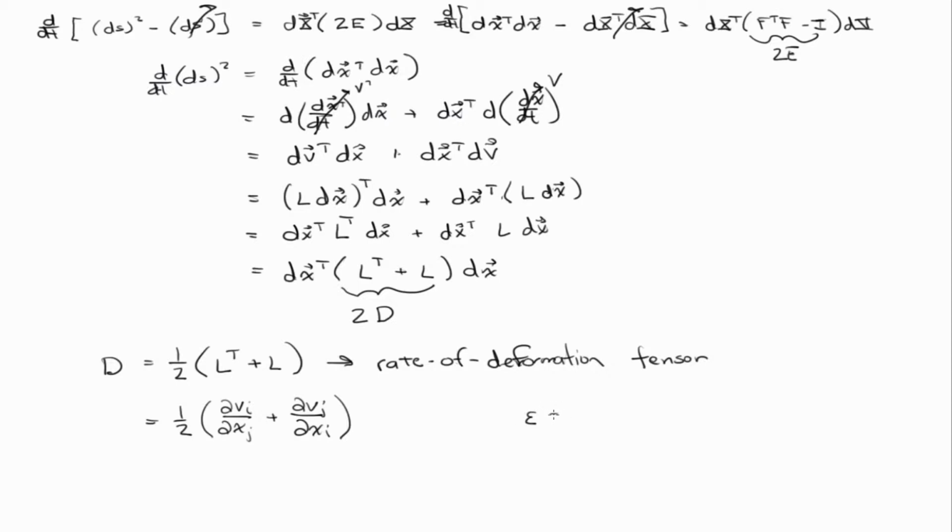Remember the small strain, the linear strain, is 1/2 (∂u_i/∂x_j + ∂u_j/∂x_i), right? And so if I take the time derivative of the small strain, then I'm taking the time derivative of the u's, right? So that's just the v.